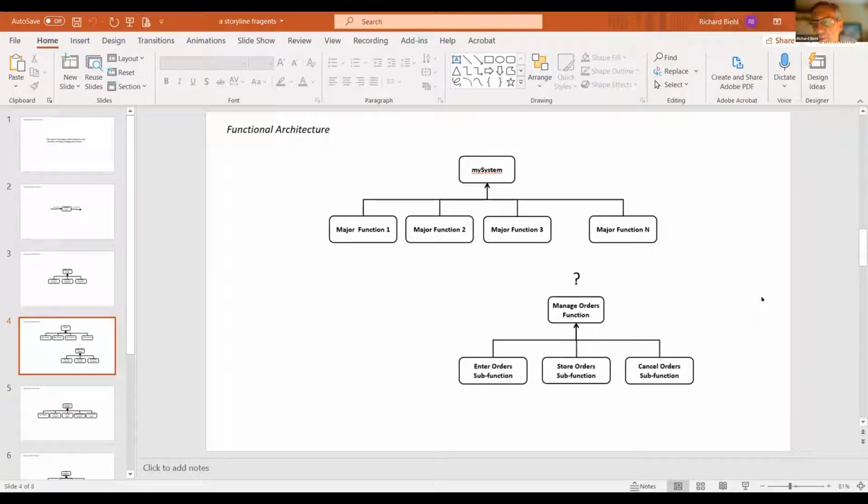If you have a lot more functions than that, chances are some of them can be grouped and put into a different branch of higher order functions. So for me to know where my manage orders function fits into my architecture, I have to know something about all the functions of my system.